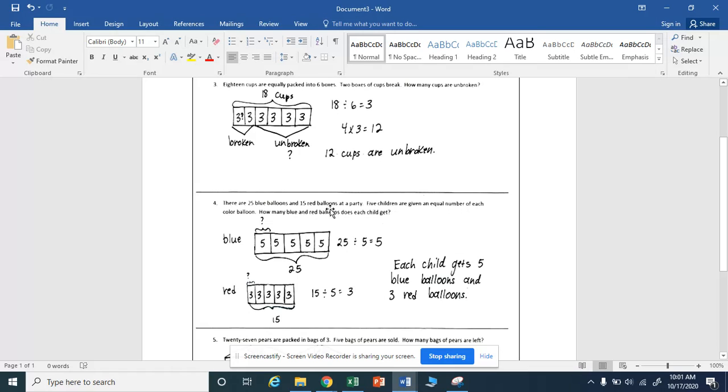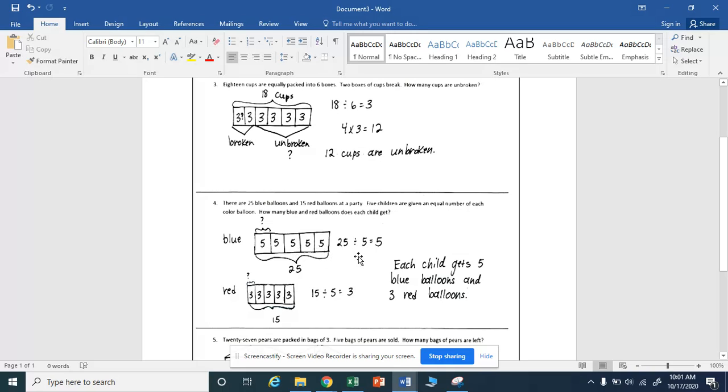We know there are 5 children. So we're going to start our tape diagram, and we're going to count by 5s, right? So 5 is our first square in our tape diagram. 10, 15, 20, 25. Okay, so how many parts do we have to our tape diagram? You are correct. Each child gets 5 blue balloons. Okay, because I have 1, 2, 3, 4, 5 kids, and I divided 25 into those 5.